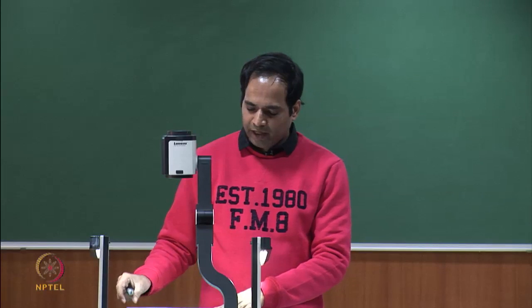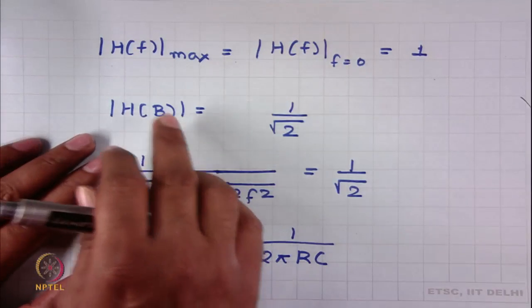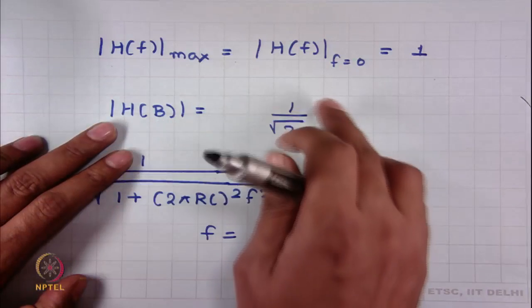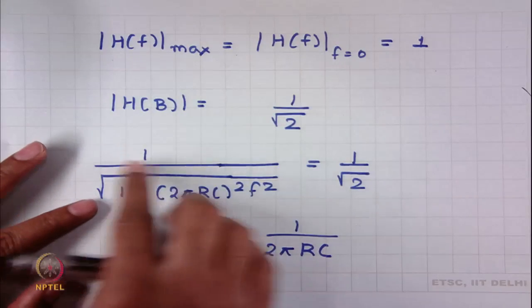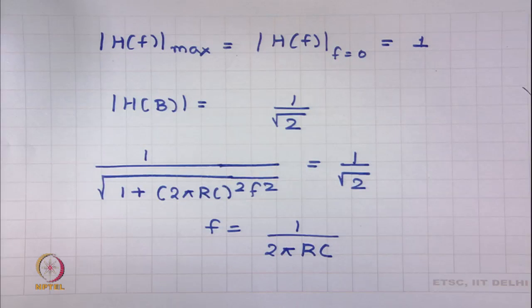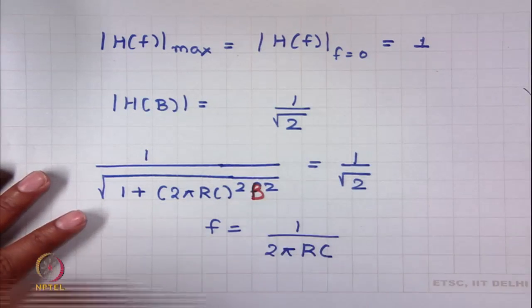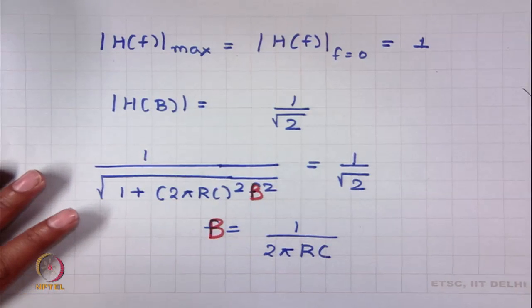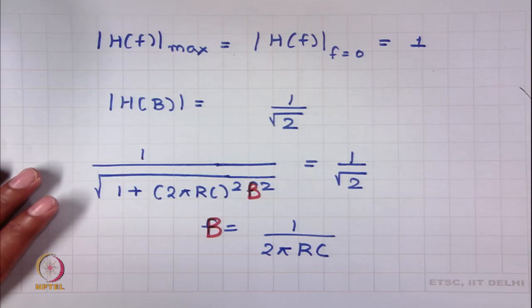So, that is what we have here. The maximum value of mod of H of f is 1, and thus we want B for which mod of H of B is 1 by root 2. Now, substituting the mod of H of B in this expression, we can find out the value of B. From this we can find out the value of B, which will turn out to be 1 by 2 pi RC, and hence the 3 dB bandwidth for an RC circuit is 1 by 2 pi RC.